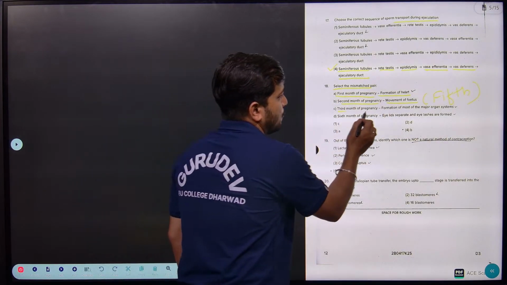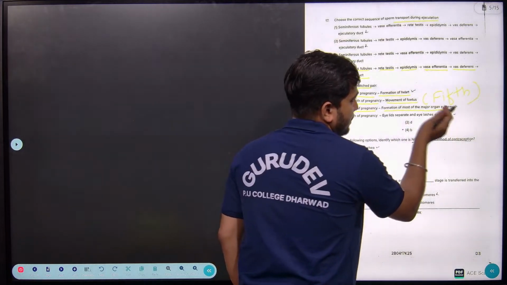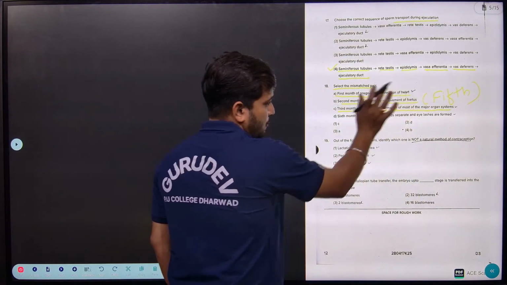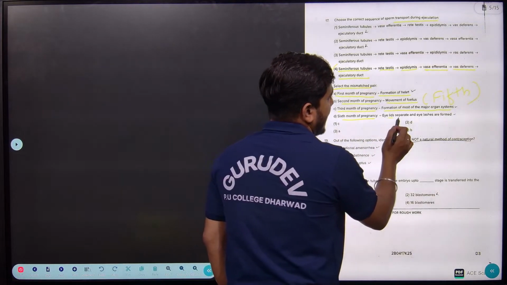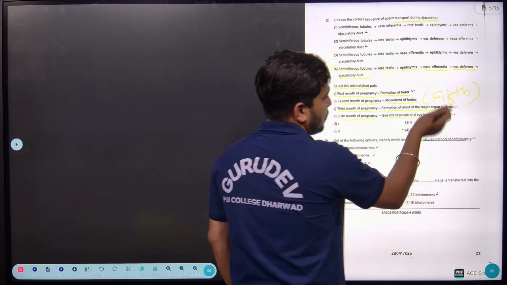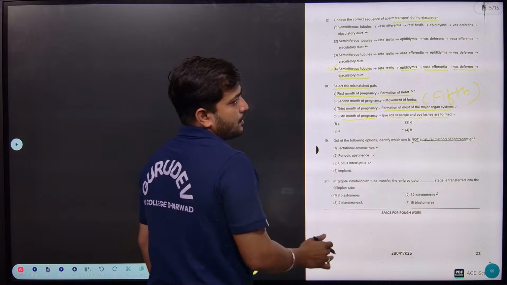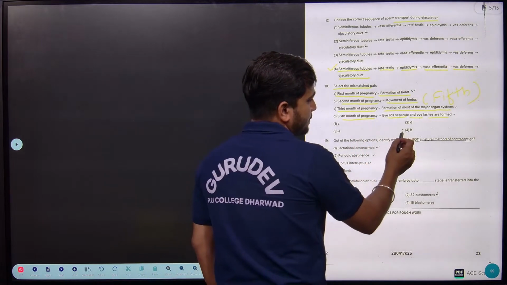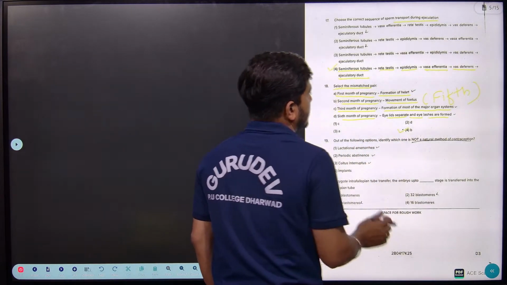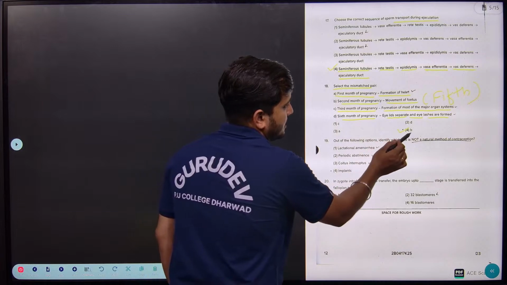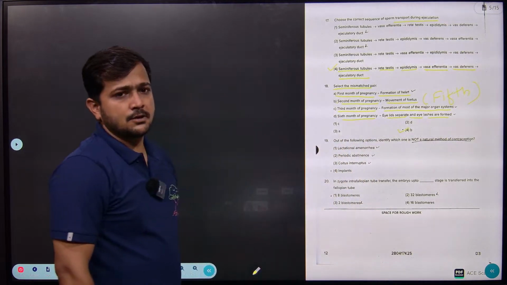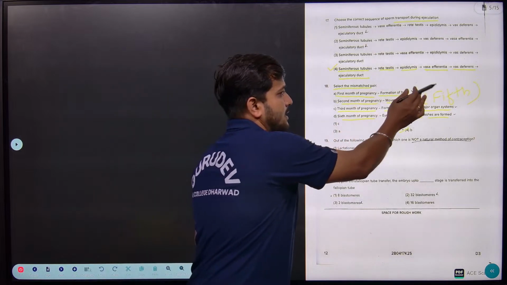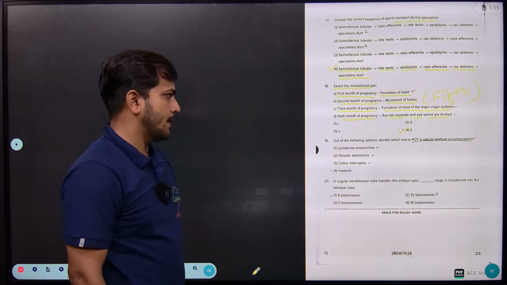Then the third month of pregnancy, formation of most of the major organ systems, that is also correct. The sixth month of pregnancy, the eyelids separate and eyelashes are formed, so that is also correct. So overall, the incorrect or mismatched one is B, that is movement of the fetus in the second month of pregnancy. Majorly it takes place in the fifth month of pregnancy.